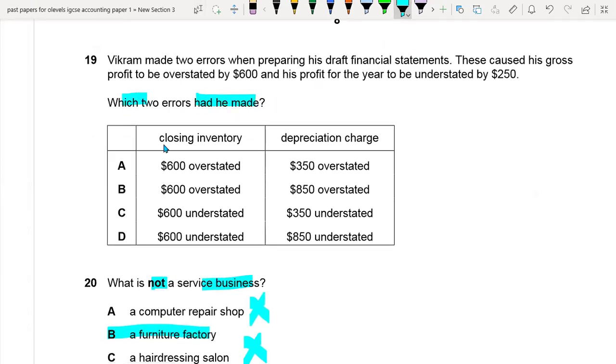Which two errors had he made? Okay, so closing inventory and depreciation charge. So let's see.